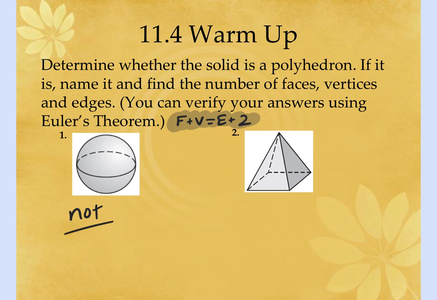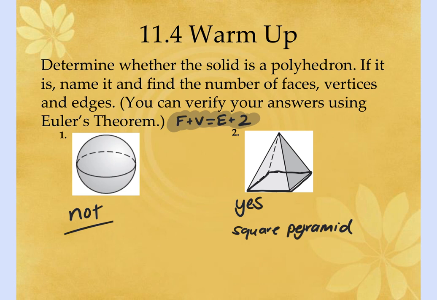Number 2, is that a polyhedron? Yes. What is this one called? It's a square pyramid. It's a pyramid because there's one base, and a pyramid is named by the shape of the base. The shape of that base is a square, okay? So if it was a pentagon, it would be a pentagonal pyramid.